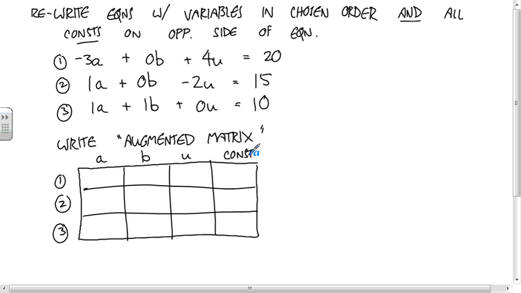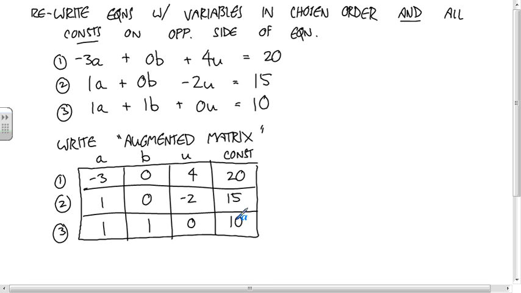And now I'm just going to go through and write all these coefficients. So negative 3, 0, 4, positive 20. And then 1, 0, negative 2, 15. And then 1, 1, 0, 10.